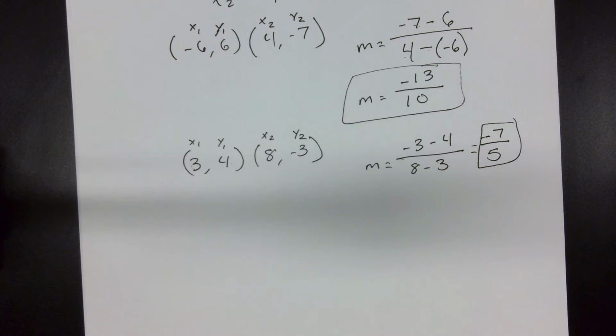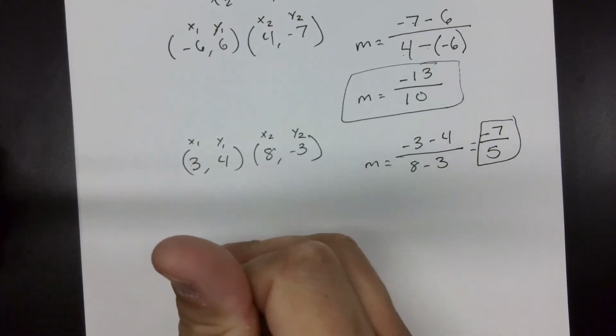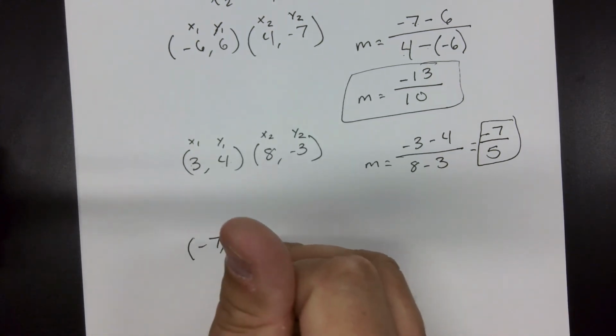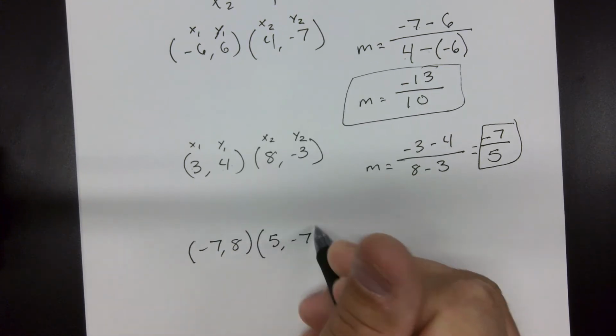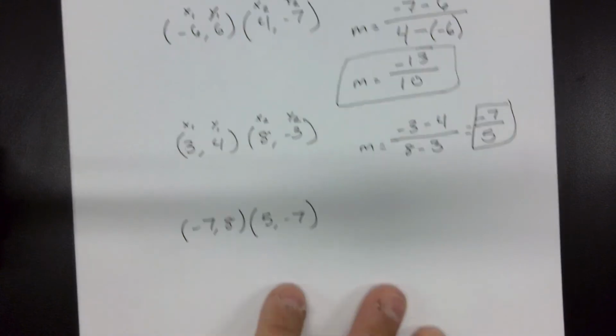Okay, try this one on your own. Here you go. Negative 7 and 8, and 5 and negative 7. Try that one on your own.